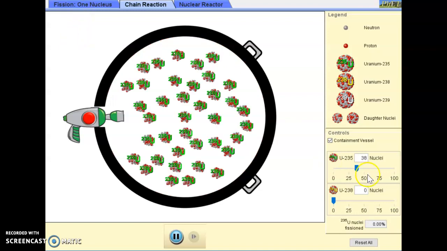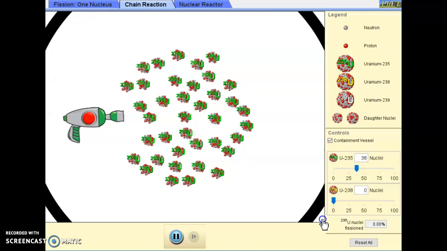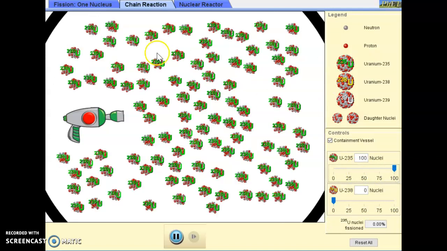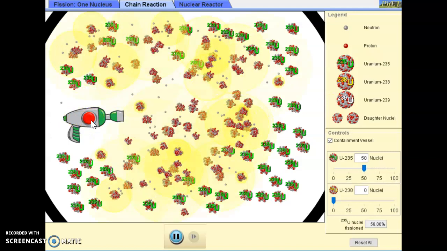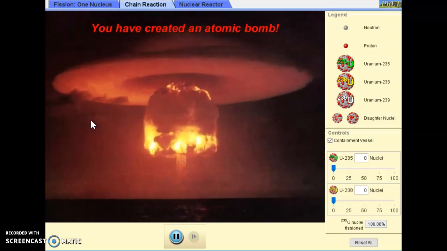But what if I got greedy and I decided to make the container even bigger, right? Because the more atoms, the more energy that there would be. Hit this one. If I have too many uranium atoms, the chain reaction will go out of control. And that's exactly what an atomic bomb is.